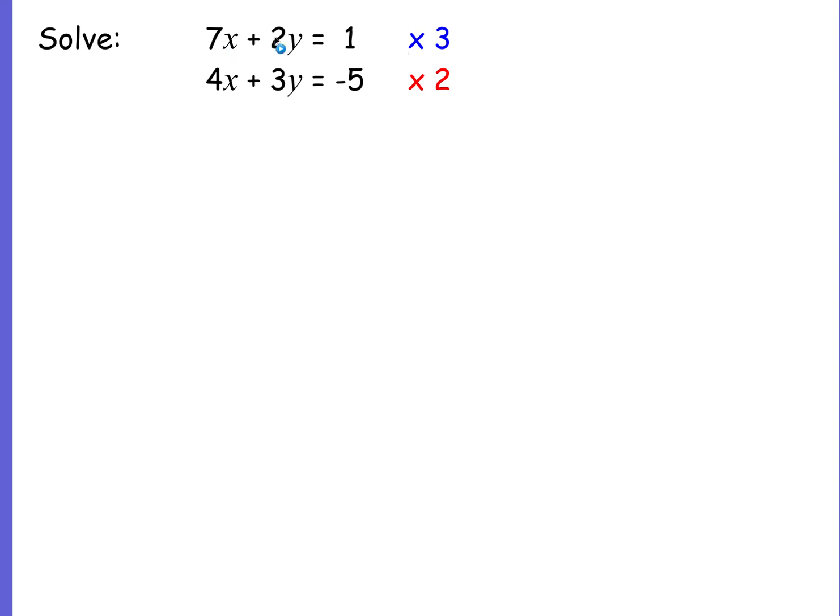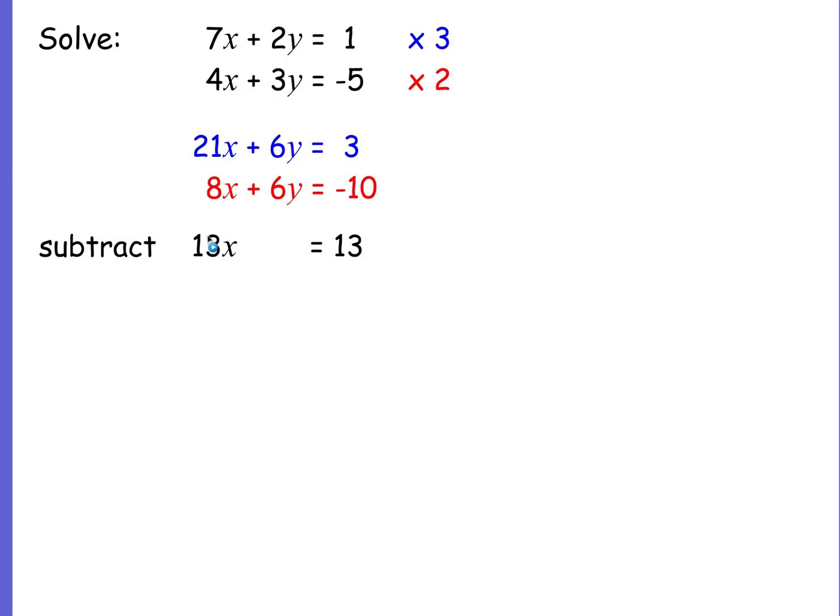3 times 7x, 3 times 2y, and 3 times 1. The second equation, I'm going to double everything up. 2 times 4x, 2 times 3y, 2 times negative 5. So there's what I get. Notice it's plus 6y and plus 6y. Subtract 21x, take away 8x, 13x. 6y, take away 6y, eliminates, gone. 3 minus negative 10 is the same as 3 plus 10, 13.